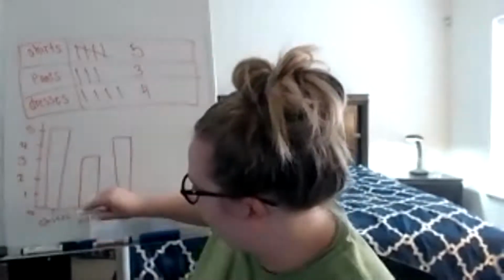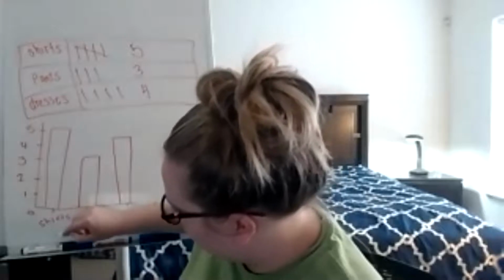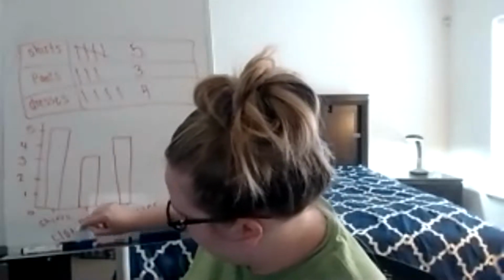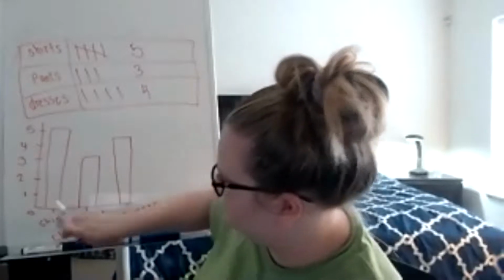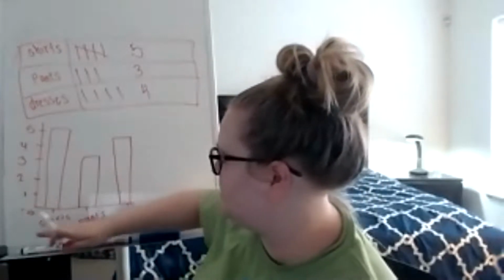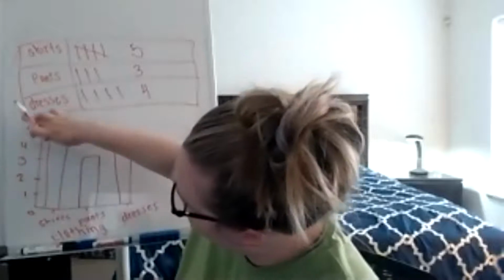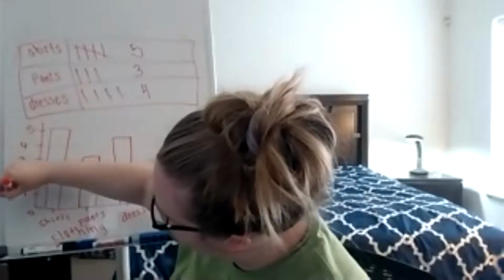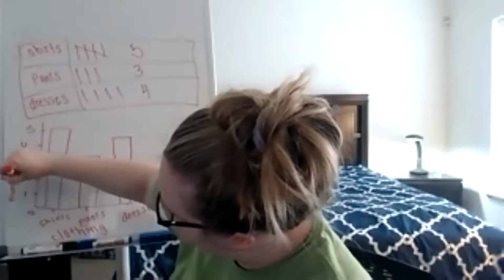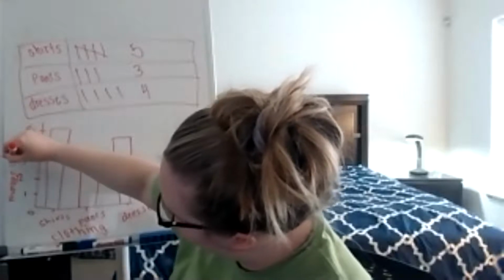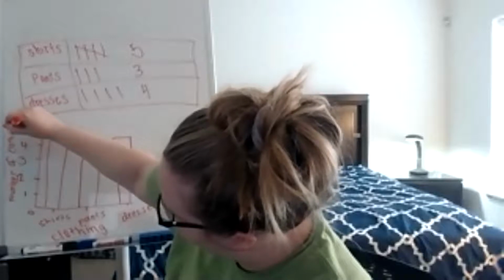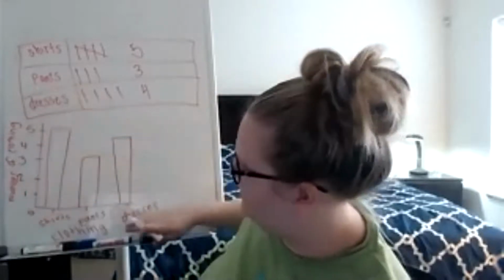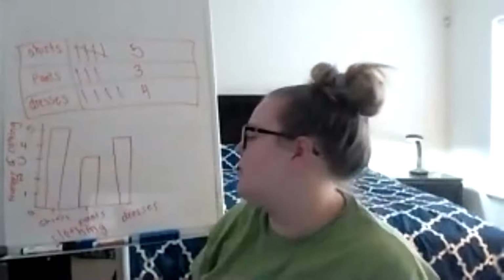Down here, I'm going to label this. This is where my clothing is. I have shirts, pants, and dresses. That's where the clothing is. And this side represents the number of clothing. So this is the type of clothing, and this is how many there were.